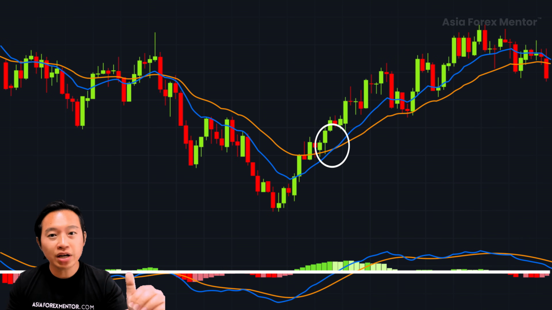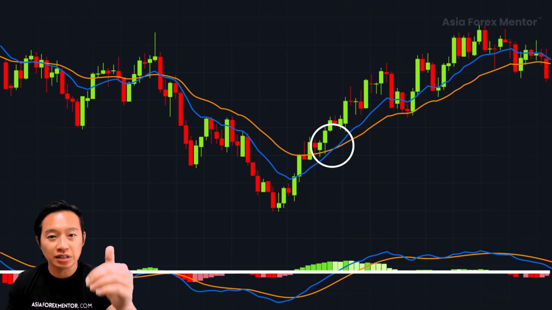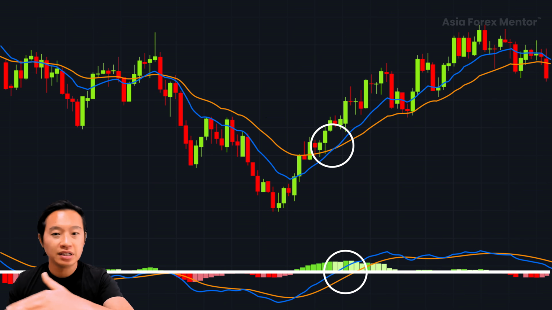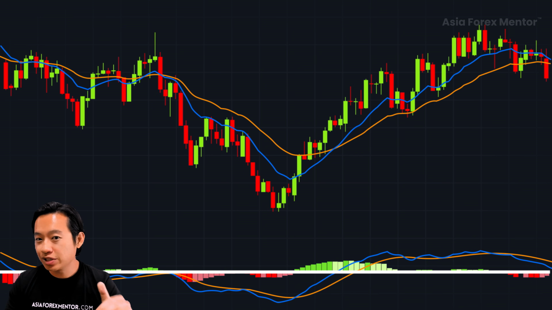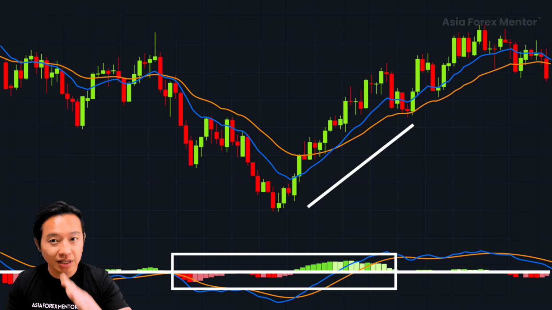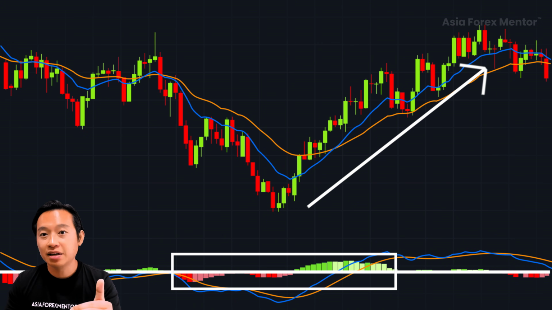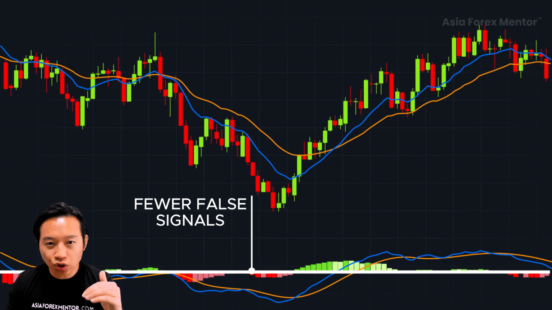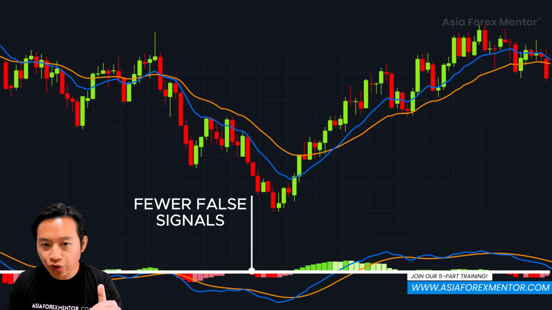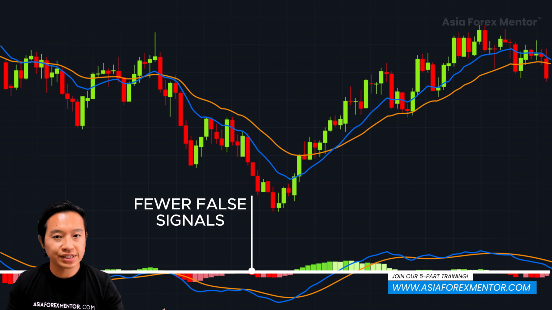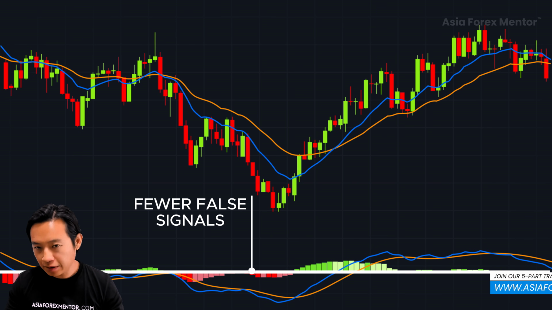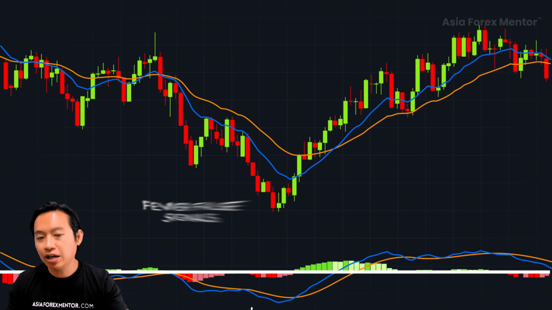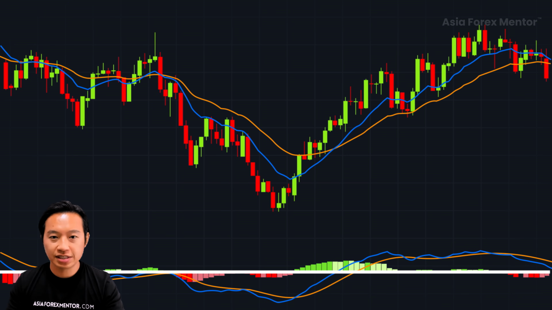When the 12 EMA crosses above the 26 EMA, right, the MACD moves above the zero line. Right, this shows that the trend and the momentum have shifted upwards. So therefore, price may start an uptrend now. So the zero line crossover will give you fewer false signals. But then again, we need to add more confirmation for them to be high probability trades.